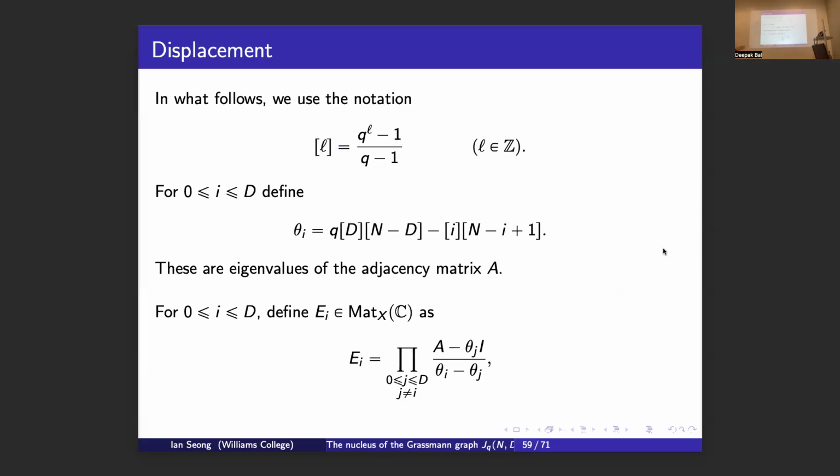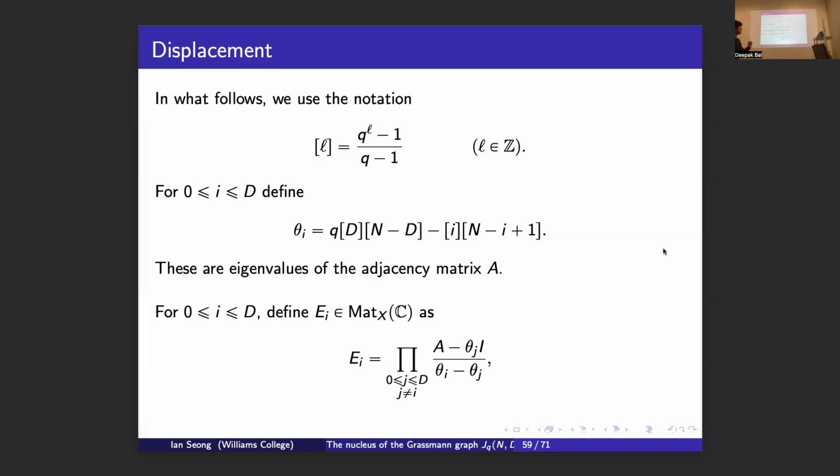All right, so here are the technicalities. We're going to use the notation bracket L to mean the Q binomial that looks like the following: Q to the L minus 1 over Q minus 1. For those who are familiar with the Q binomial coefficients, this is just L choose 1 sub Q. Now for I between 0 and D, we're going to define theta I to be that expression right there. And these are actually eigenvalues of the adjacency matrix A.